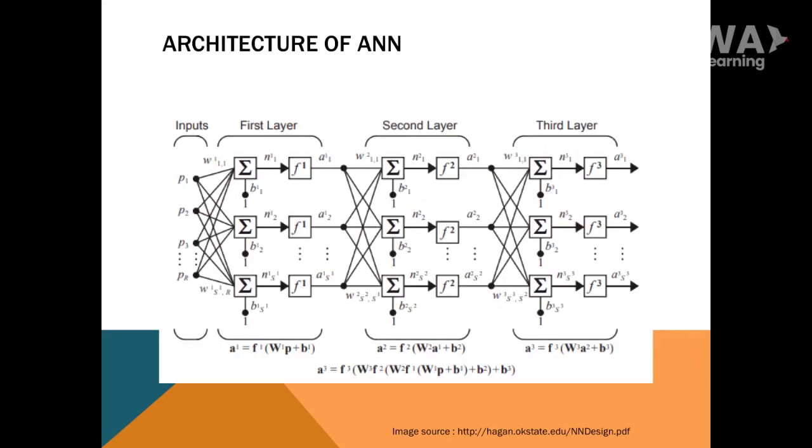An artificial neural network can consist of many layers, and every layer can consist of many neurons. In this picture, we can call the first layer the input layer, the second layer the hidden layer, and the third layer the output layer.